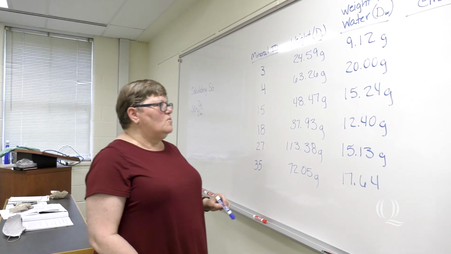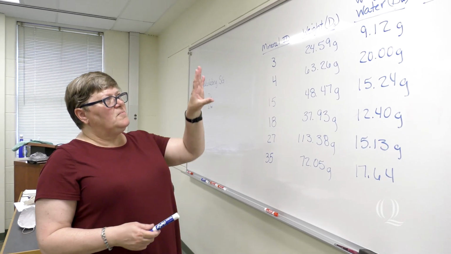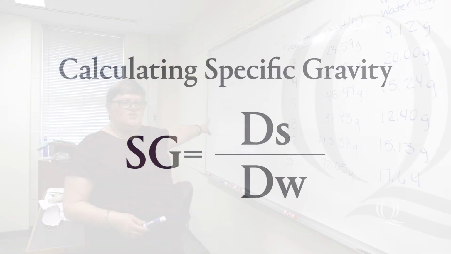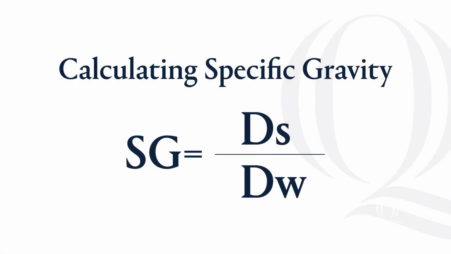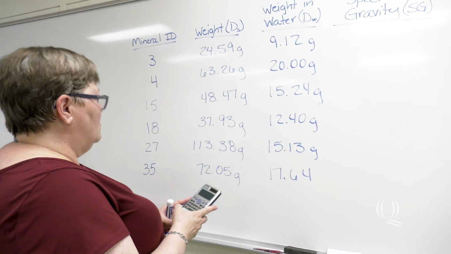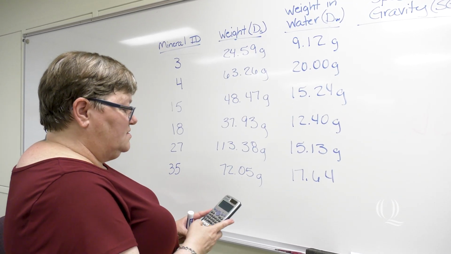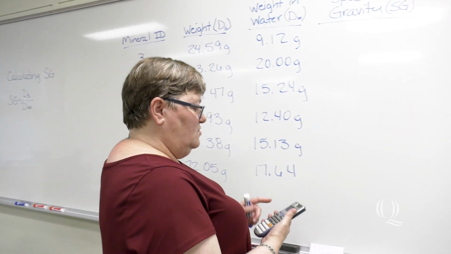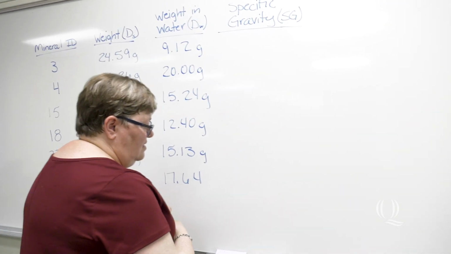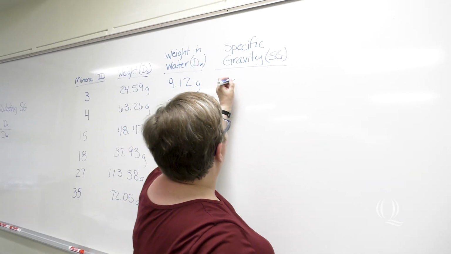Okay, so now that I have measured both the dry weight of my mineral and the weight in the water, I'm then going to use the calculation here: specific gravity equals the density, the ds, divided by the dw. So I will take the dry weight divided by the weight in water. I take 24.59 divided by 9.12. So I get 2.69, which we're going to round up to 2.7.